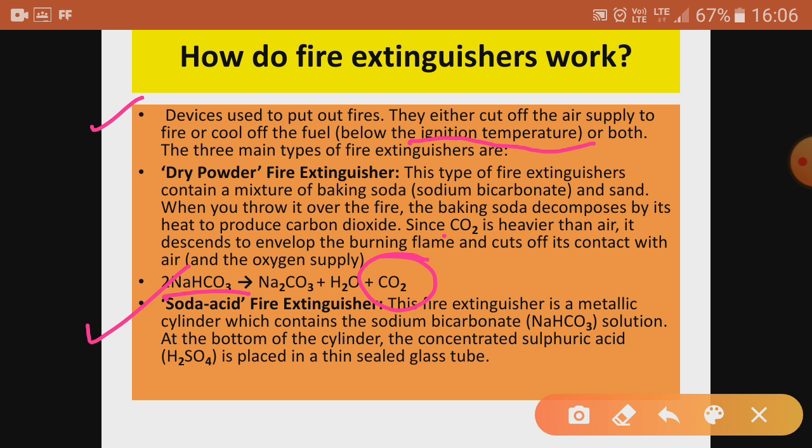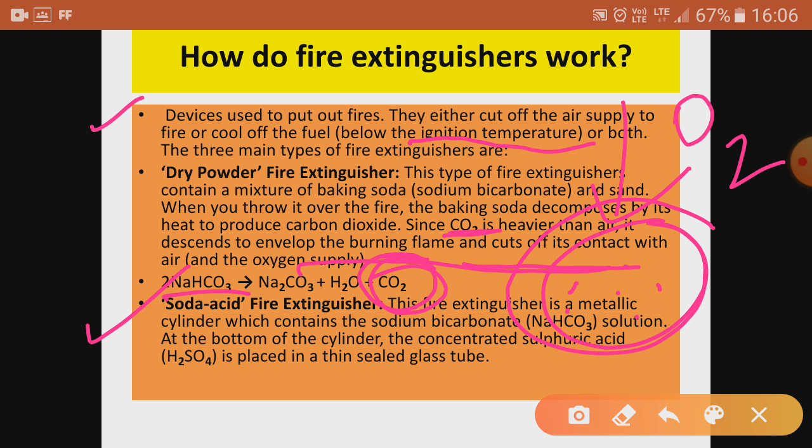You know carbon dioxide is heavier than air and it descends over the burning material, and it cuts off its contact with the air. So this carbon dioxide, because it is heavier than the air, envelops the fire and cuts off the supply of oxygen. Somehow we need to cut off the supply of oxygen. So this is how it works.